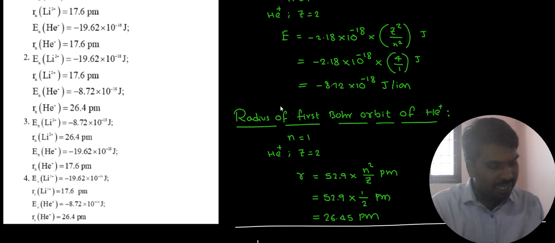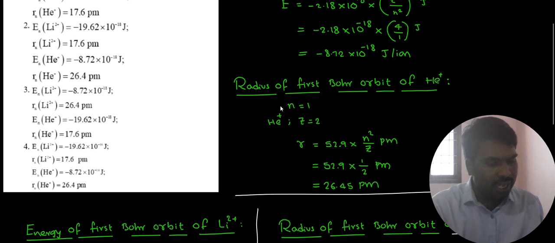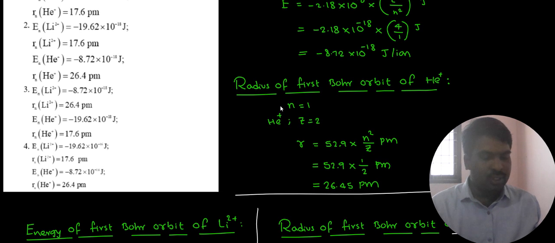And radius of first Bohr orbit of helium plus. So n equal to 1 and helium plus, for that Z equal to 2. So formula: radius of orbit is equal to 52.9 into n square by Z picometer. Then 1 square is 1, by Z means 2. So 52.9 into 1 by 2 picometer means 26.45 picometer.